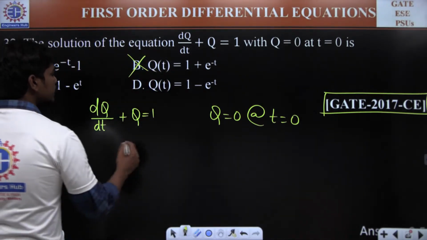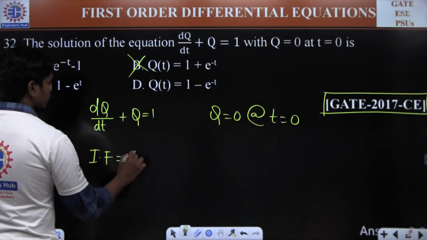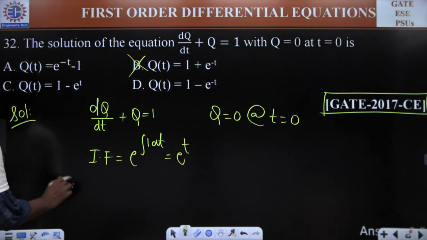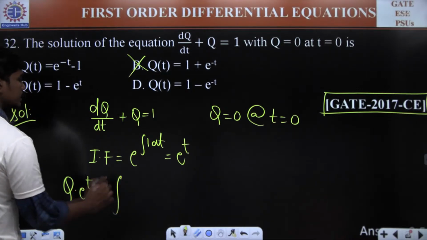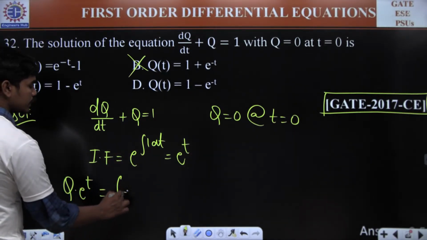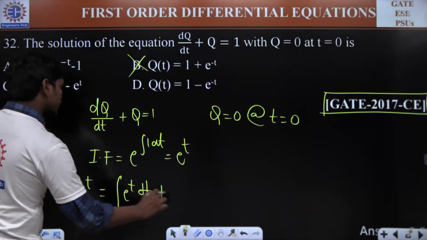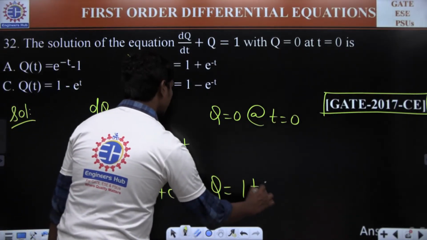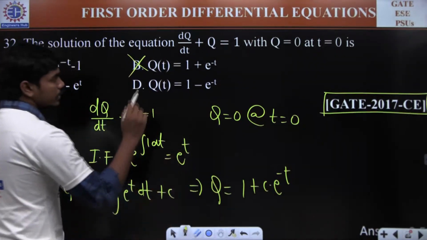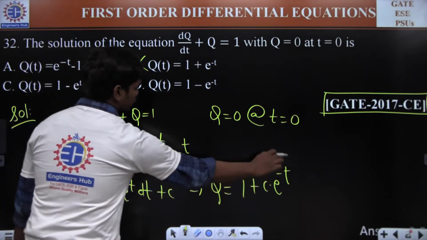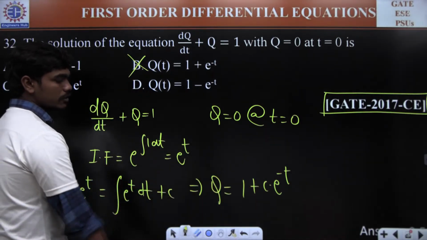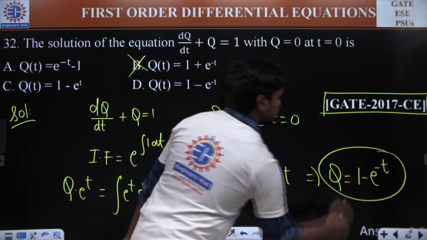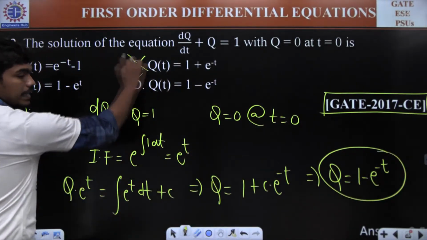So Leibniz linear form, integrating factor is equal to e power integral 1 dt, which is e power t, and the solution is q into e power t is equal to integration of 1 into e power t, which is again e power t, plus constant. So q is equal to 1 plus c into e power minus t, and of course when t is equal to 0, q is also 0. So c plus 1 is equal to 0, so c is equal to minus 1. So q is equal to 1 minus e power minus t is the answer. Option D.